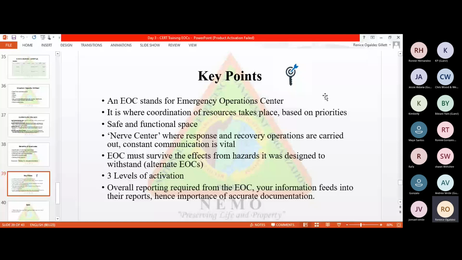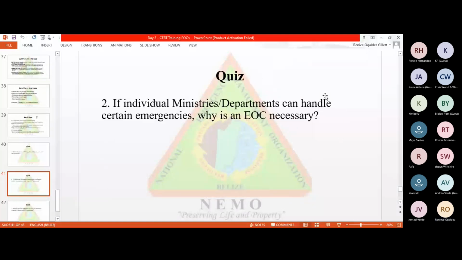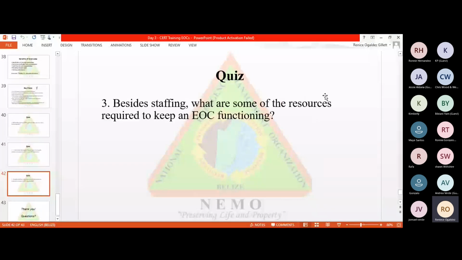And so these are the questions that we'll go over tomorrow. What roles does an EOC perform that can save lives and properties? We'll put these in the chat as well. If individual ministries or departments can handle certain emergencies, why is an EOC necessary? Think Ministry of Health right now with the pandemic. Besides staffing, what are some resources required to keep an EOC functioning?